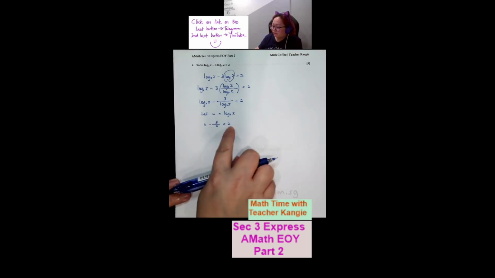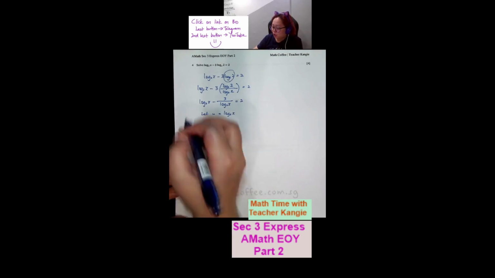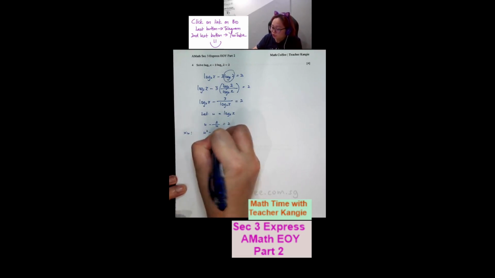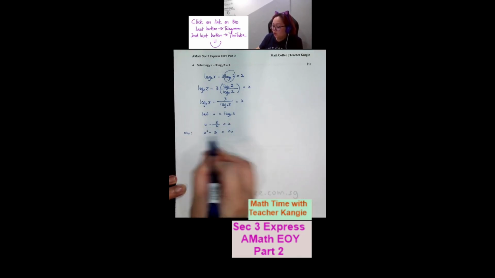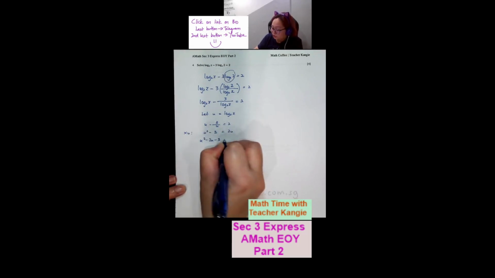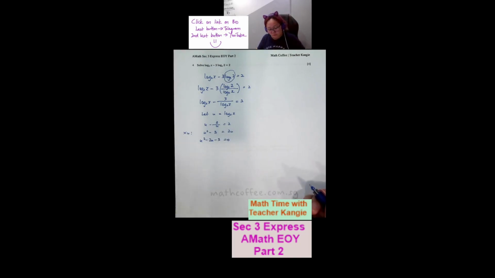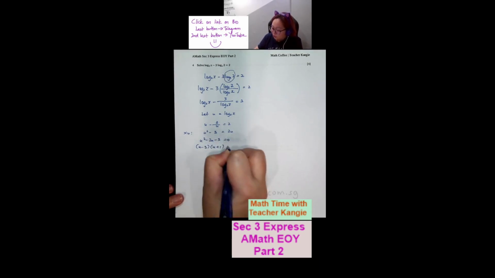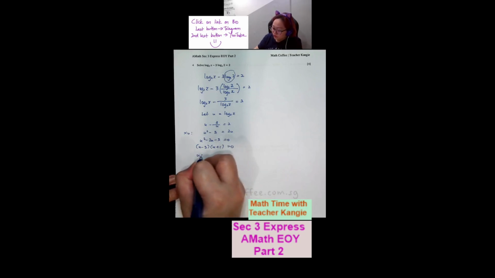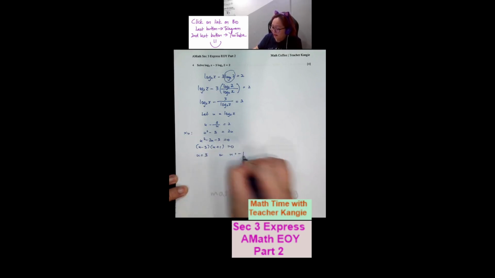And now in order to solve this equation, because my denominator is u, I'm going to multiply by u throughout. So I get u squared minus 3 equals 2u. It's a quadratic equation. Throw everything to the left hand side. u squared minus 2u minus 3 equals 0. Factorize this. So I have u minus 3, u plus 1 equals 0. So solve it. u equals 3 or u equals minus 1.